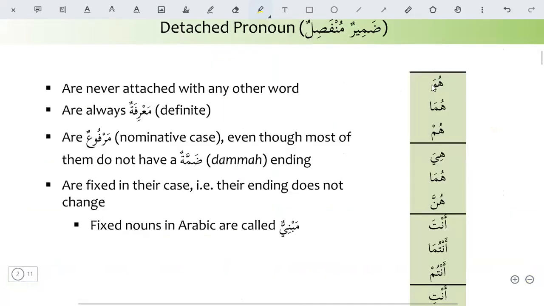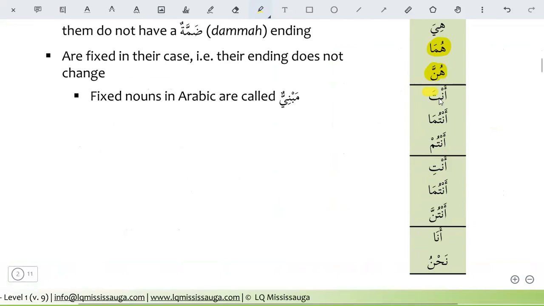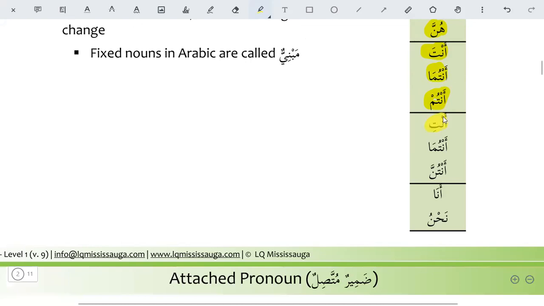And these are the forms: huwa, he; huma, they two; hum, they, more than two; hiya, she; huma, they two females; hunna, they plural females; anta, you male; antuma, you two males; antum, you more than two males, you plural. For feminine, anti; for feminine dual, antuma; and for feminine plural second person, antunna, you all. Ana, I; nahnu, we, for both male and female.